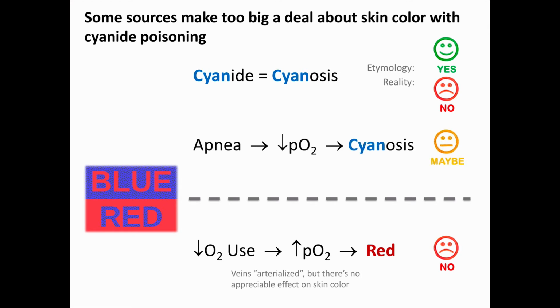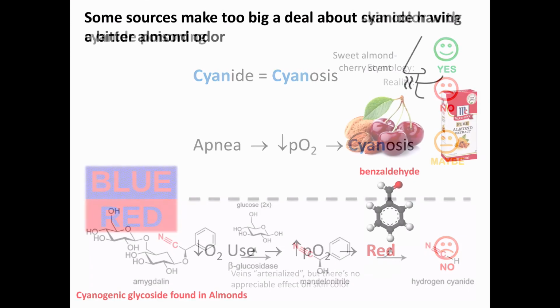Back on the blue side, though, it seems pretty reasonable that a cyanide-poisoned patient who rapidly lost consciousness and stopped breathing, or who had insufficient breathing, could become hypoxic through that mechanism, and that would make them cyanotic, just like anybody else who stopped breathing.